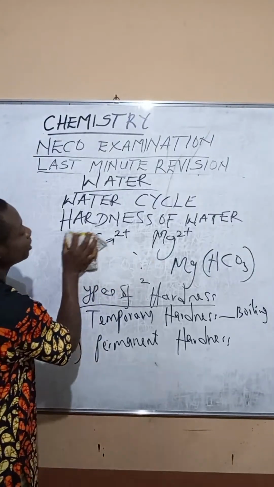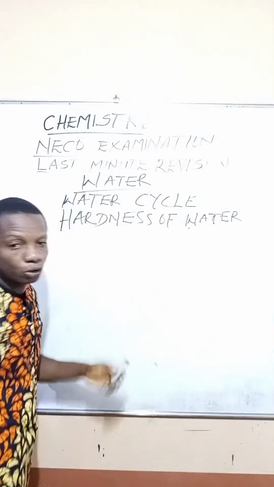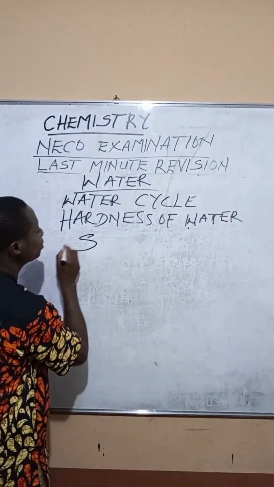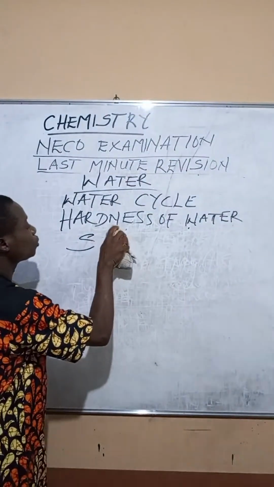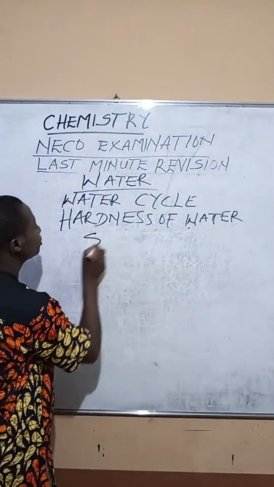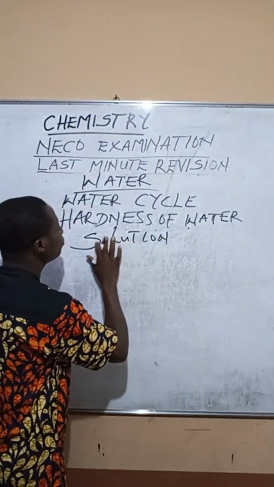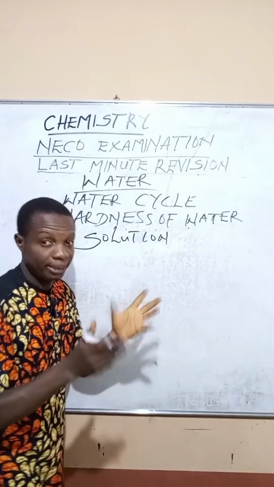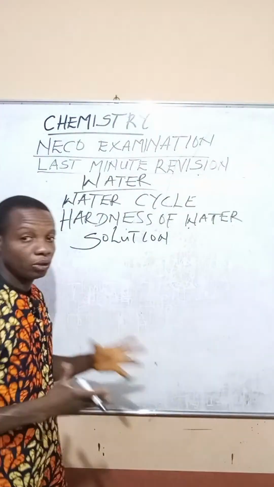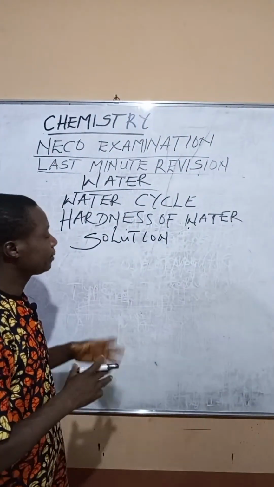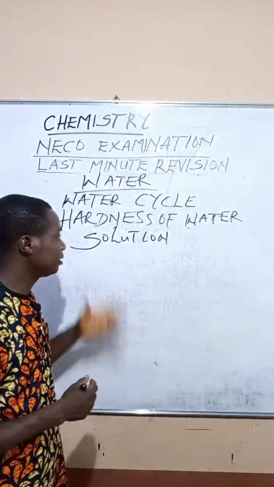Please take note of hardness of water. Then when you are done with hardness of water, go to solution. Then from solution, solubility. The question is, what is solution? Please take note of the word solution. A solution consists of a homogeneous mixture. Homogeneous means uniform. So a solution consists of a homogeneous mixture of two or more substances. All right? That's what a solution is. Then we have types of solutions. Don't forget that, these are very important.